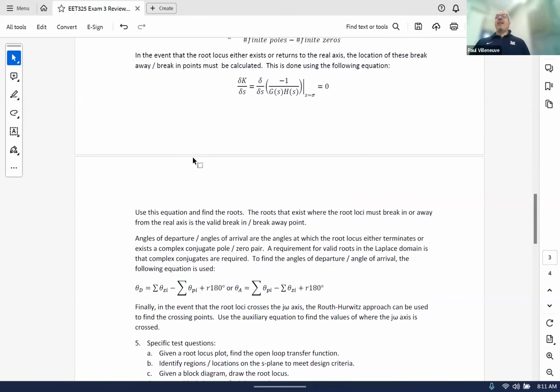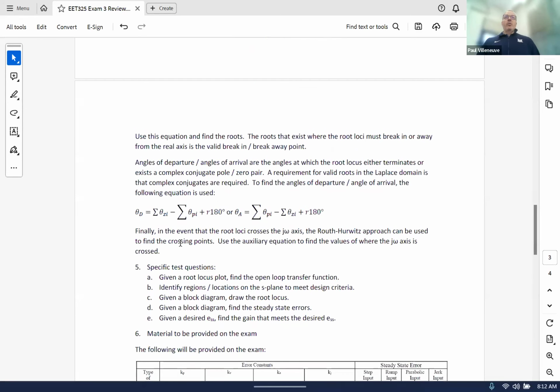If I have poles or zeros that are finite and that are not on the real axis, now I start calculating departure or angle points, so I know what it looks like either to leave or to approach a pole or a zero, complex pole or zero. So then I'd have to calculate theta sub d or theta sub a.